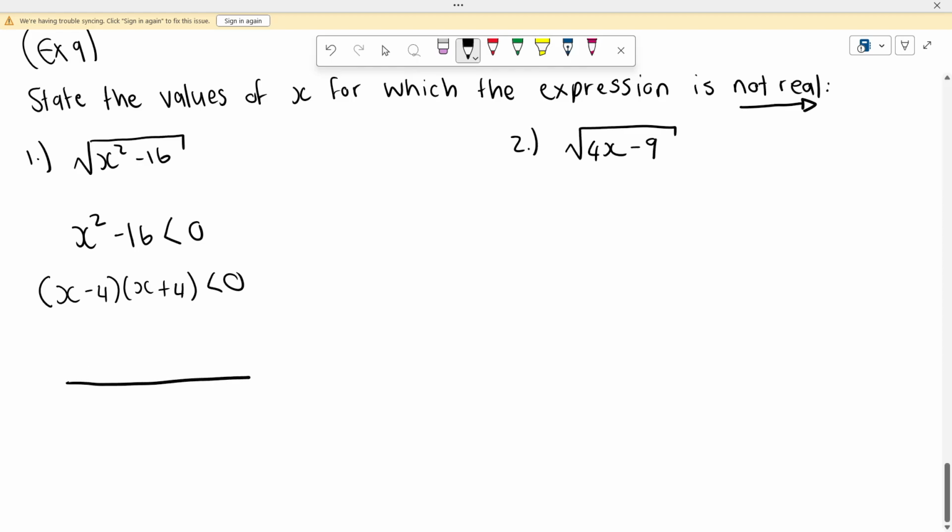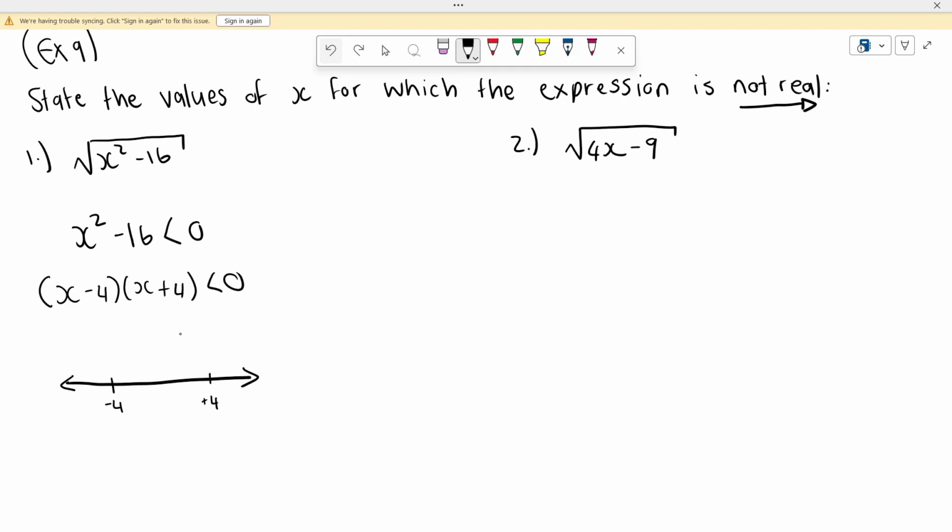I'm not even going to do that all the way like I did with the previous question because we now know how to do it. Now let's say negative 4 is here, positive 4 is here. You don't have to draw this now because they're just asking you to state the values of x, which we're going to do. I just want to show you guys graphically.